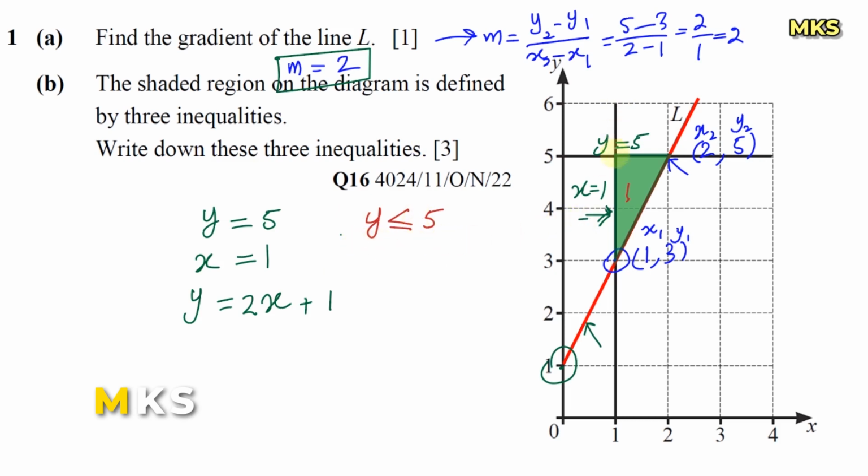In the same way, the shaded region is on the right of the vertical line x is equal to 1. So all the values of x in the shaded region will be greater than or equal to 1. And in the third case, if you see the line L, the shaded region is above it. So it means y is greater than or equal to 2x plus 1.